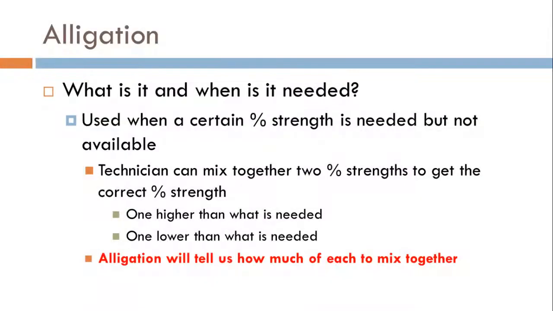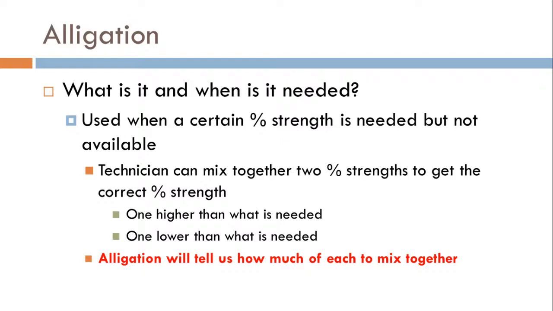So when is it needed? It's when I have a certain percentage strength of one product and another percentage strength of the same product, but maybe there's a percentage in the middle between the two of them that's not available. So you can mix the two strengths together to get that strength that's in the middle. So one higher strength, one lower strength, and this alligation problem will tell us how much of each one to use.